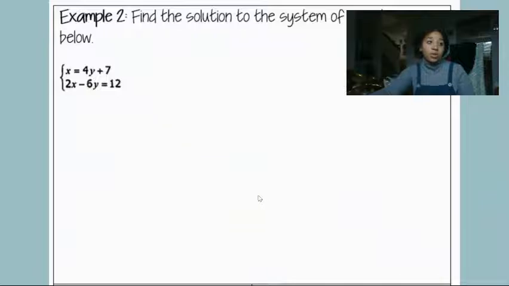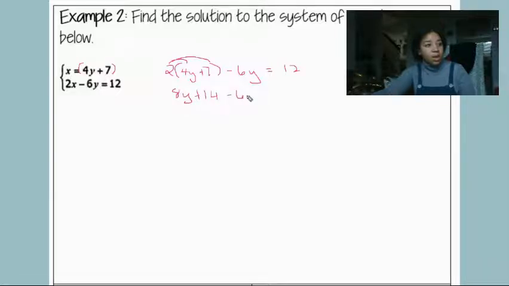All right, so find the solution of the system of equations. So this one, we're going to have a little bit longer process, but it's nothing you cannot handle. Okay, so here, this equals x. So instead of having x here, I'm going to have 2 parentheses 4y plus 7. Close the parentheses, and we're going to do minus 6y equals 12. Okay, the first thing I'm going to do is the distributive property. So this is going to turn into 8y plus 14 minus 6y equals 12.